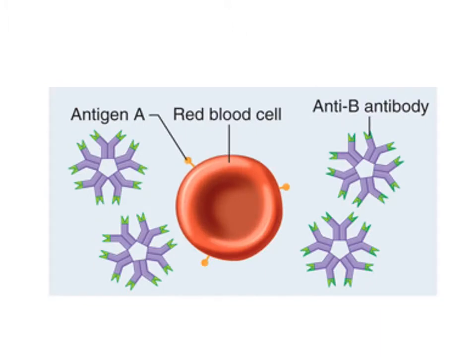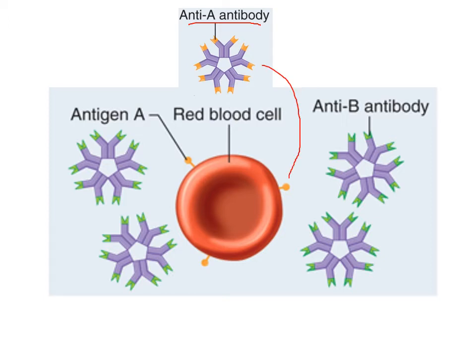So remember, if I've got anti-A, so this is an A, this would be officially an A negative blood type, because the only antigen I have on my cell surface is A. So if this was to come in contact with an anti-A antibody, this anti-A antibody would attach to this and cause agglutination.